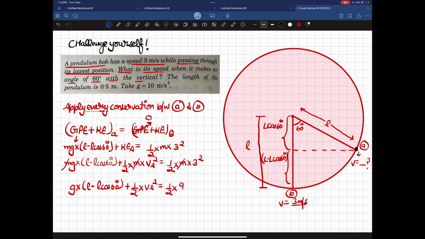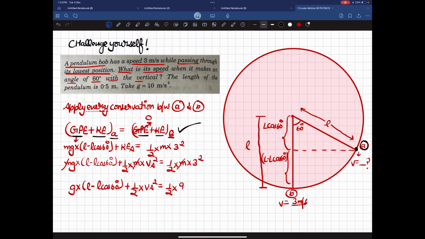The simplest way to do this question is using energy conservation. What I will be doing here is that I will take this as point A, the one with the 60-degree angle, and the bottom point as point B. And we will apply mechanical energy conservation between point A and point B. So what I've written here is that GPE plus kinetic energy at point A is equal to GPE plus kinetic energy at point B. Very simple.